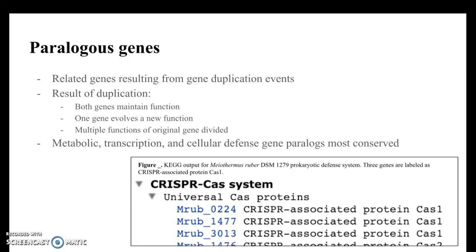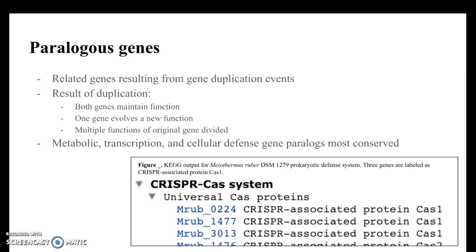Another possibility is that the duplicated gene will evolve a novel function to fill a new role. If the original gene carried out multiple functions, it is also possible that the new paralogs will evolve to specialize in one of those functions and divide the original gene's roles. Finally, the duplicated gene may evolve to be non-functional or disappear altogether. Observing paralogs that remain over time provides insight into which genes are most important.